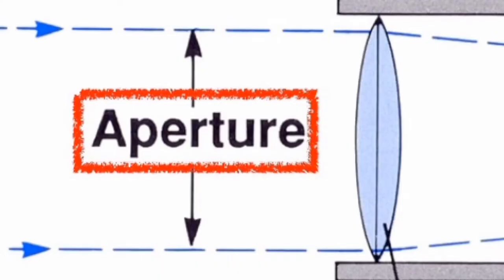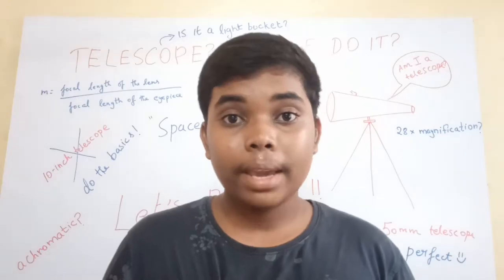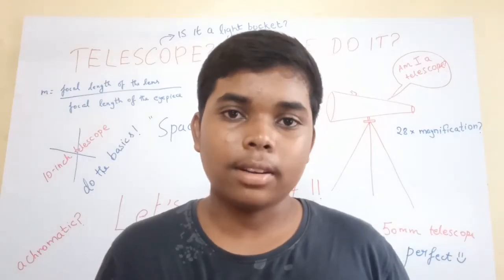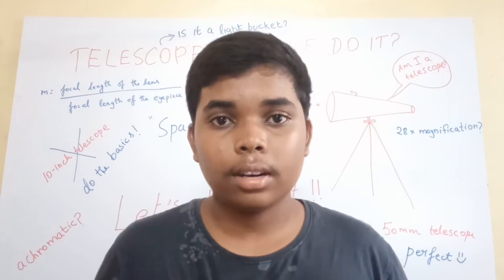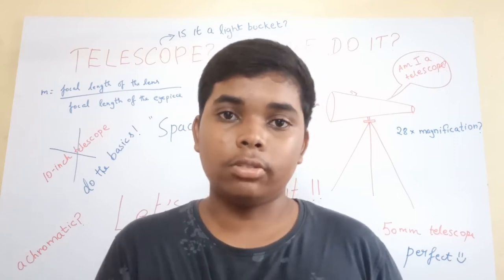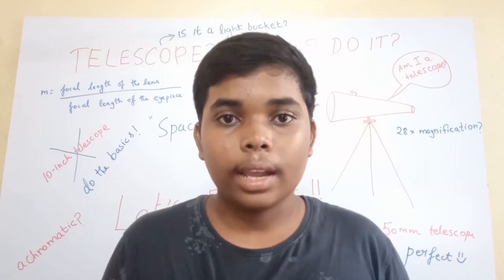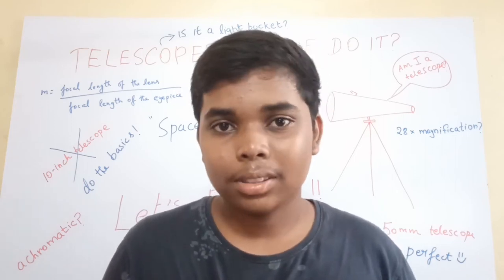The aperture is just the diameter of the primary lens or the mirror that you use in the telescope. It is basically measured in millimeters in the refractor telescope and inches in the reflector telescope. The larger the aperture of the primary lens or the mirror, the brighter the object will look and the deeper you can dig into the universe.